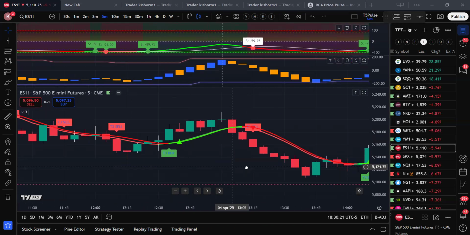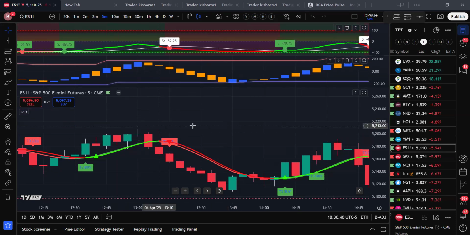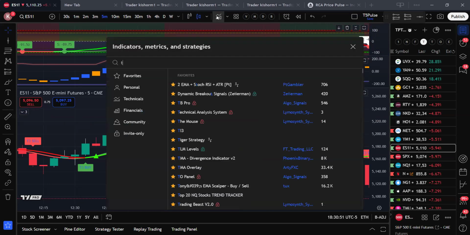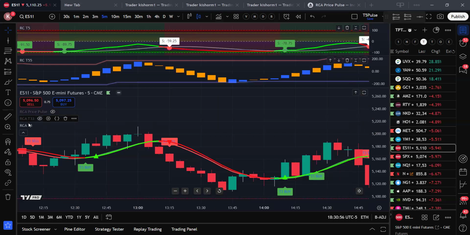So if the trend is bullish, you only look for the buy signals. Whenever you get a buy signal, you take the trade, you hold until the candle goes below, or until you see a sell. If you get a sell, you just wait. The sell may only stay for 15 minutes, and again you will get a buy. So you can use top trend, price pulse, T3, T33, T8, whatever it is. For example, I have T8. T8 will give much more advanced signals.